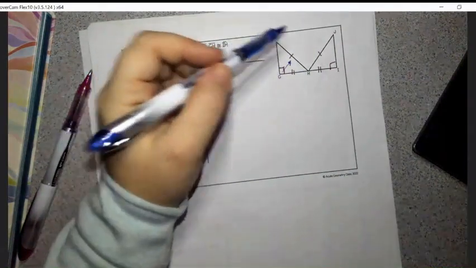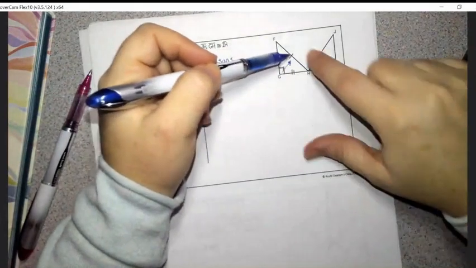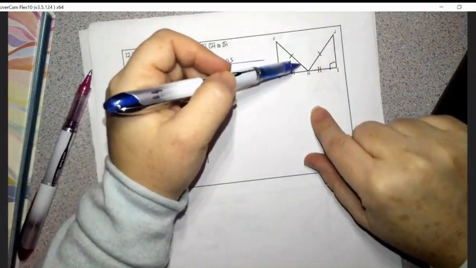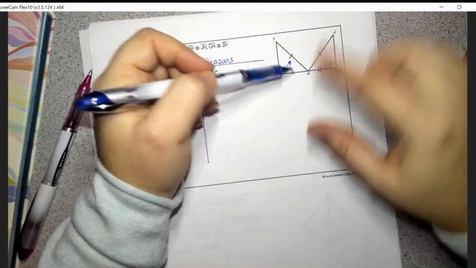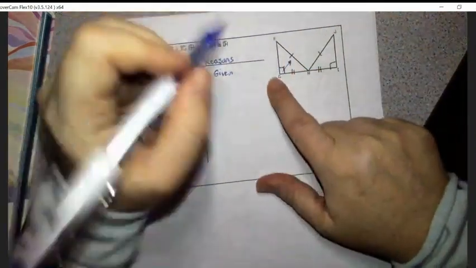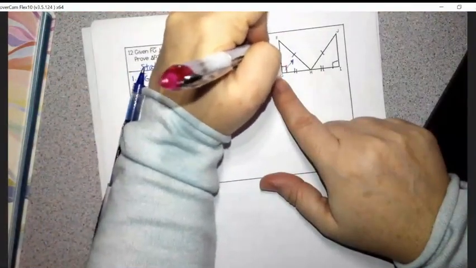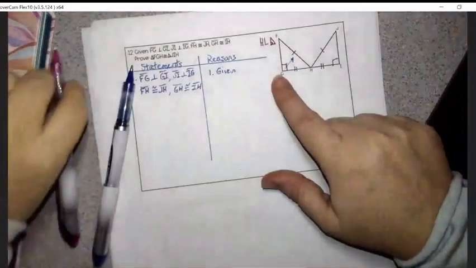It's not side angle side because the angle between these two sides would be the angle over here. So between these two sides, that makes this angle here. So this is going to be HL. I'm going to write that at the top here. Remember with HL, we also have to say it's a right triangle in the picture.